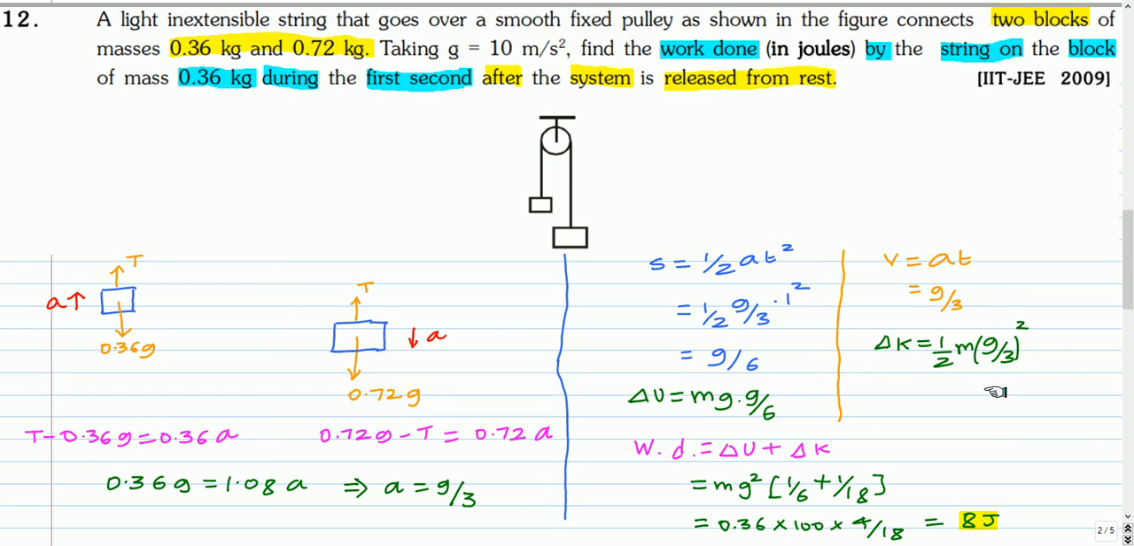From this we get the gain in kinetic energy as half m v square, that is half m into (g by 3) square. So the work done by the string on this small mass 0.36 kg is the increase in gravitational potential energy plus the increase in kinetic energy. So we have to add these two. m g square is common, so 1/6 and then 1 by 18. Mass is 0.36 kg, g square is 100, and this is 4 by 18. If you simplify this, we get the answer as 8 joules. So this is the answer to the question.